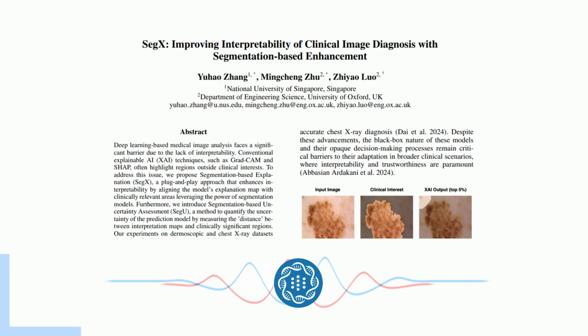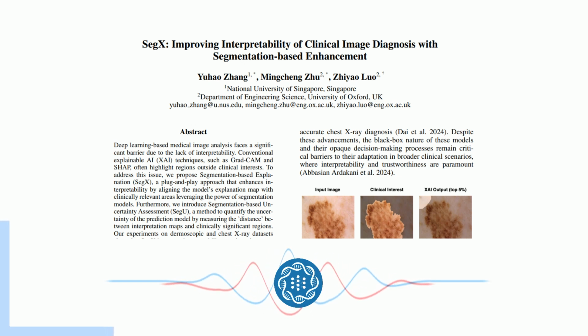Well, SegX, which is short for segmentation-based explanation, uses what we call a segmentation model, which you can kind of think of as a digital map. It highlights those clinically important areas in an image. And then by taking that map and putting it on top of the XAI output, we can filter out all the noise and just focus on what matters from the medical perspective. So it's almost like we're giving the AI a crash course in anatomy. Yeah, that's a good way to put it.